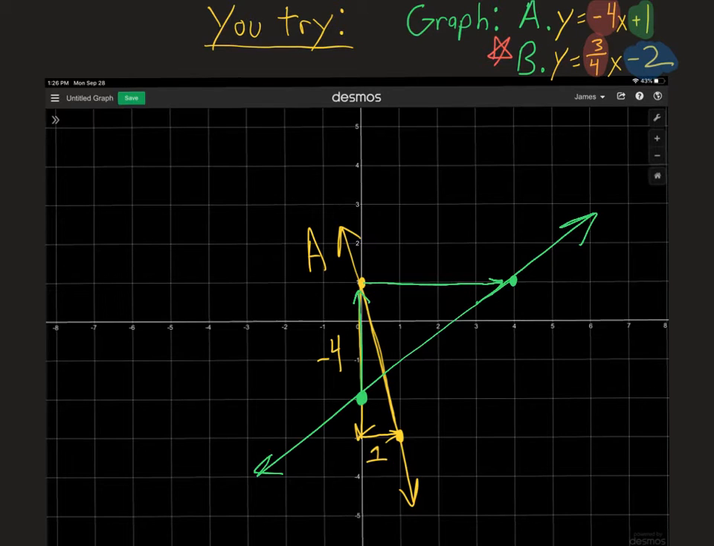Let's write those. That was a 3 upward and then a 4 over. Unfortunately, those two lines are right over the top of each other. Sorry about that, guys. All right, let's move on.